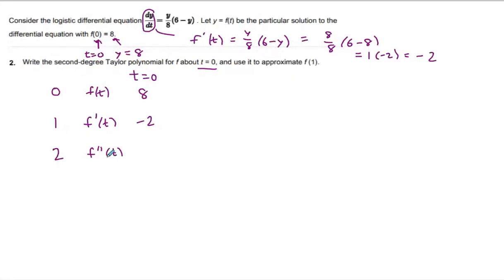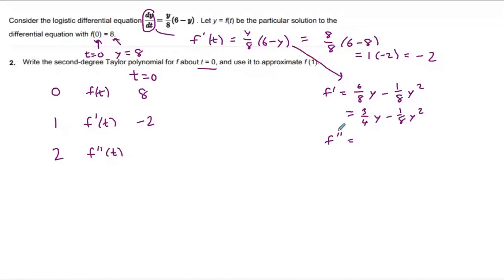Finally, we need the second derivative. Well, how do we get a second derivative of a function? We take the derivative of the original function. Well, here's our first derivative here. I'm going to multiply through by y over 8. So our f prime is now 6/8 y minus 1/8 y squared. If we go ahead and multiply everything through here, this would be 3/4 y minus 1/8 y squared. Now I can get a second derivative.